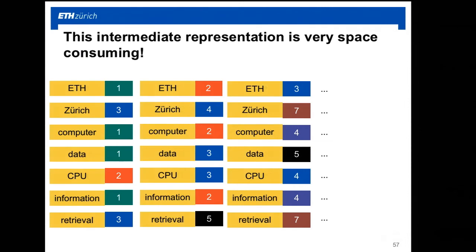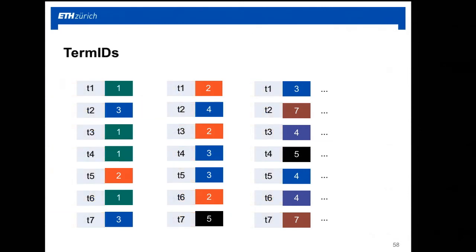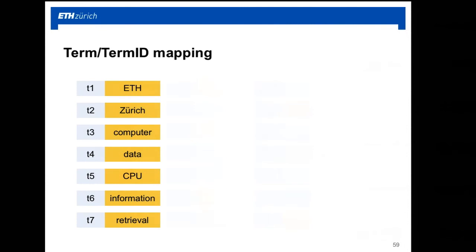Instead of actually storing ETH Zurich computer and so on every time, we replace it with some ID, which is called the term ID. We have T1, T2, T3, and of course we need to keep the mapping somewhere so as not to lose information, right? But this takes actually less space. This is the actual mapping. It should go both ways. So here we are mapping T1 through T7 to some terms, but this we only store once in the term to term ID mapping, right?